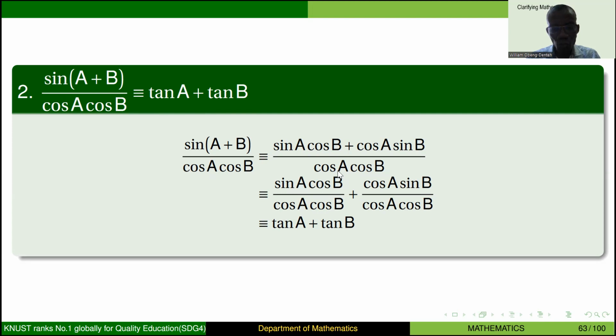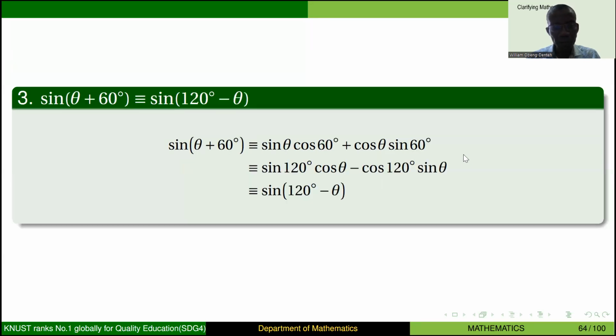Now cos B will divide and you get sine A over cos A and that will give us tan A. Now cos A sine B over cos A cos B, then cos A will divide and get sine B over cos B and that will give us tan B. So we've been able to express this in terms of that in this way. So we will convert this to that and look at the steps. Look at the steps. That's great.